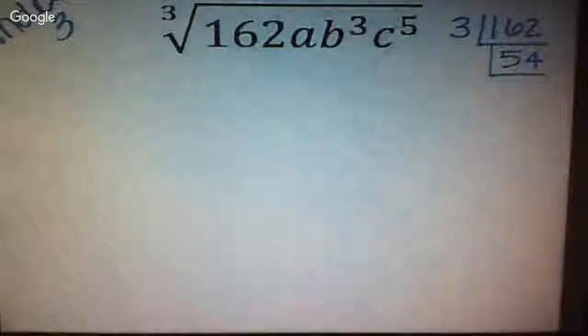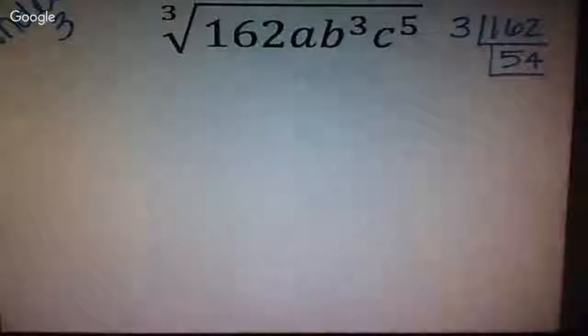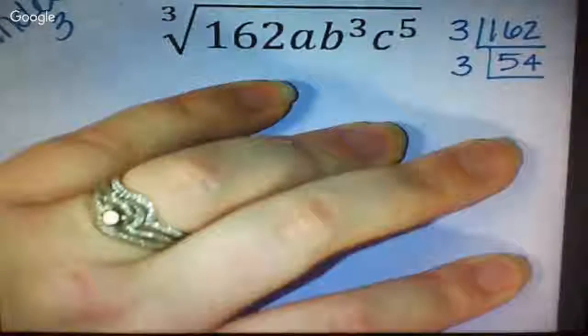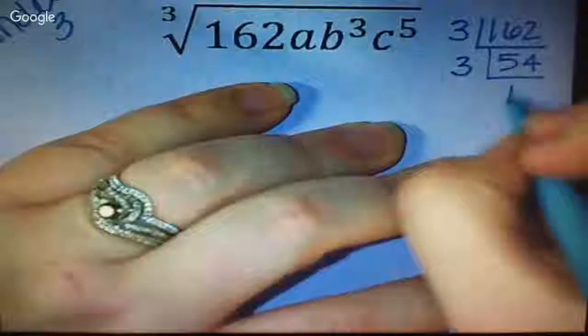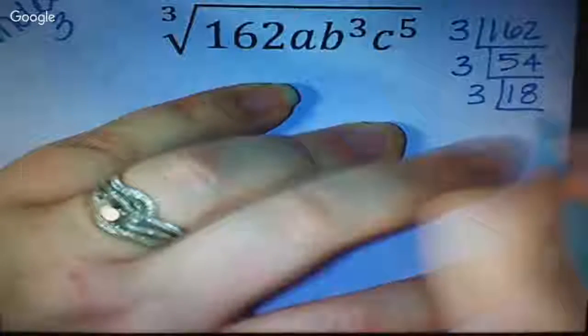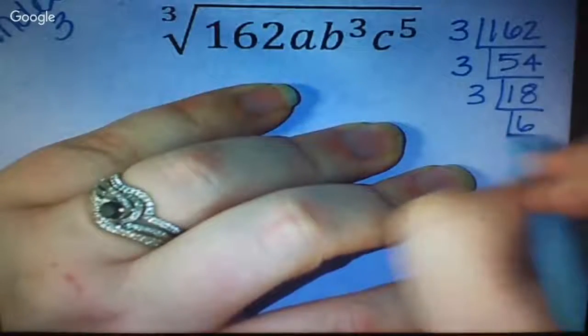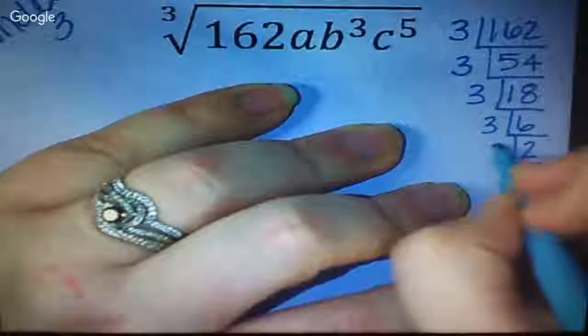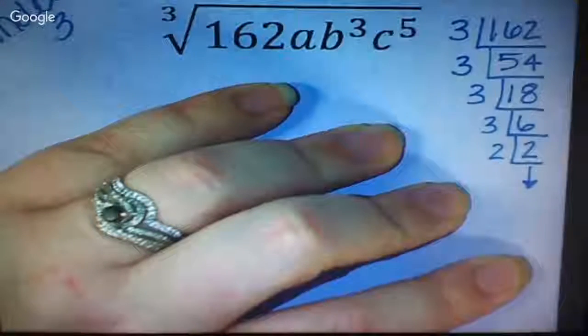What's prime that goes into 54? 3. What's that leave me with? 18. We can do 3 too. I can do 3 again, and that leaves me with 6. Let's do 3 one more time. 2 and 2 and 1.